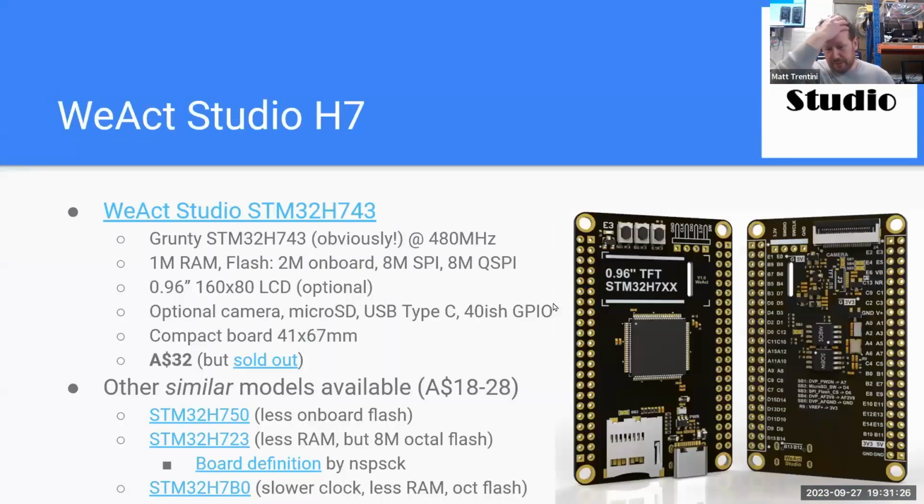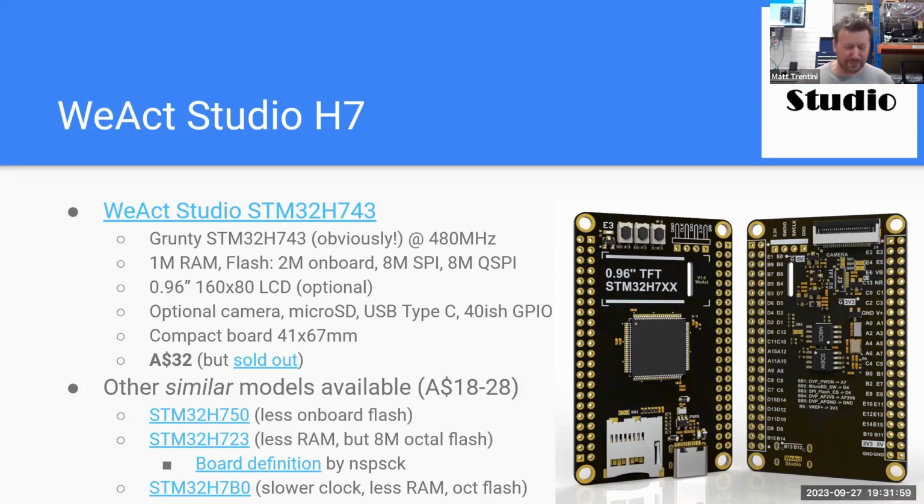My new hardware. I had a fair bit of stuff come in this month. The first one is the React Studio H7, which is an STM32 H743. The H7 range from ST are pretty powerful. They're Cortex M7s, typically with tons of memory, tons of GPU, tons of everything. This one's got a meg of RAM, 2 meg of flash, 8 meg of SPI RAM, and another 8 meg of quad SPI.